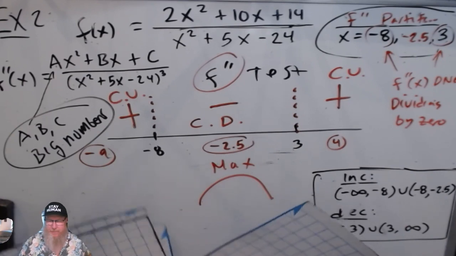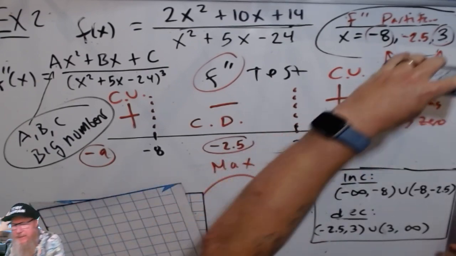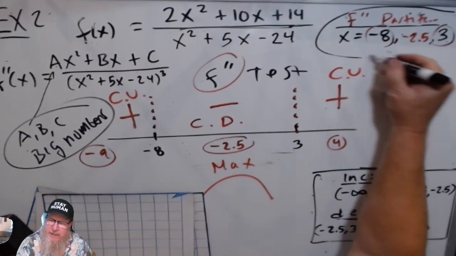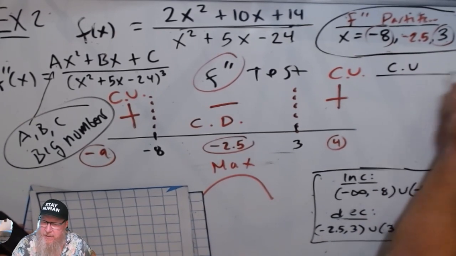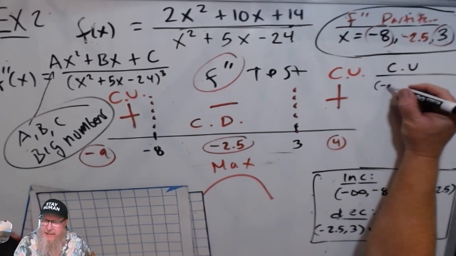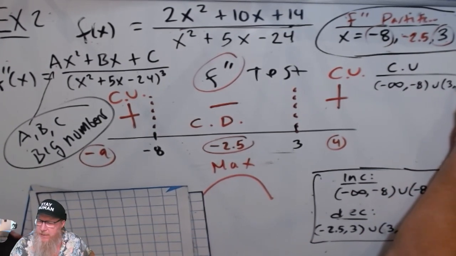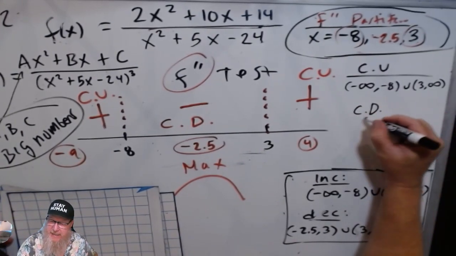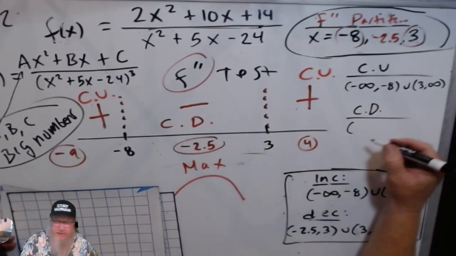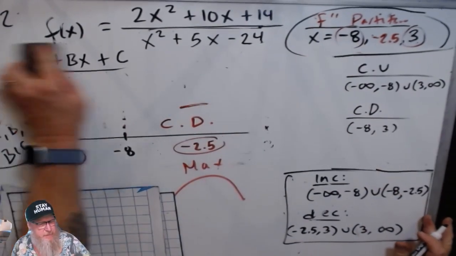You're ready. I should probably write this down before I erase it. You see what happens last time. So we have CU: negative infinity to negative 8 union 3 to infinity. CD: only in the middle, negative 8 to 3. And now we can erase all this stuff.